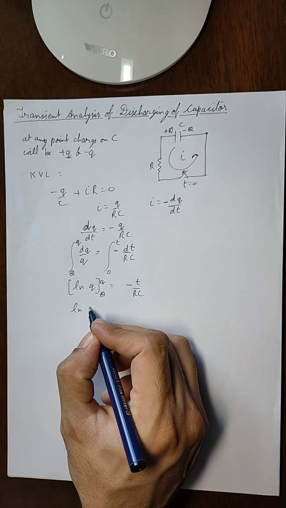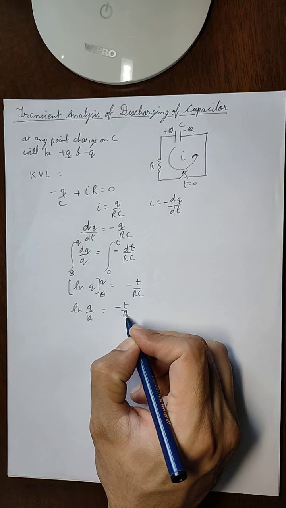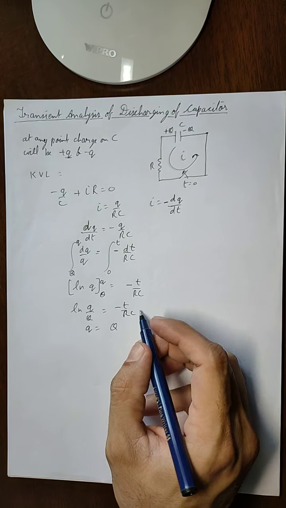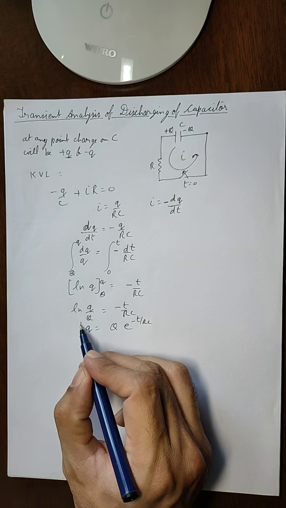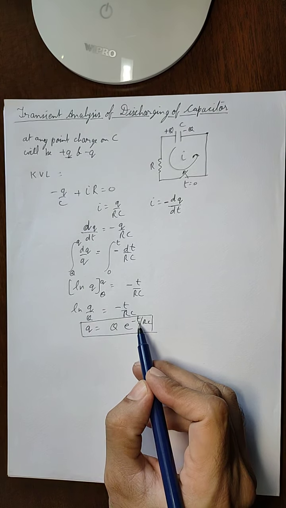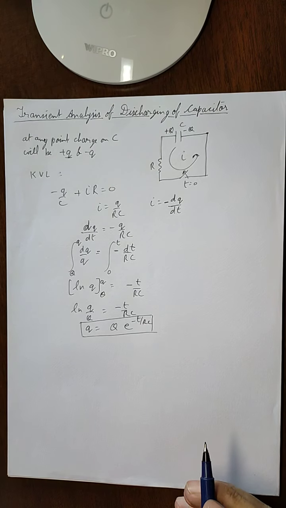So here we will have ln q by Q equals minus t by RC, or we can write q equals capital Q e to the power minus t by RC. So this will be our equation for the charge at any time t while the capacitor is being discharged. So this will give us our formula.